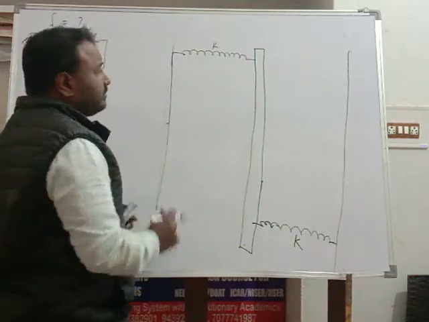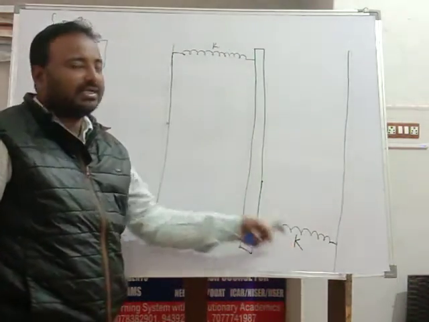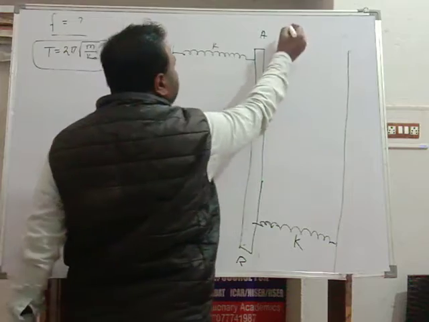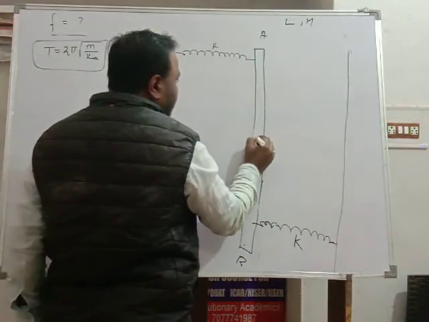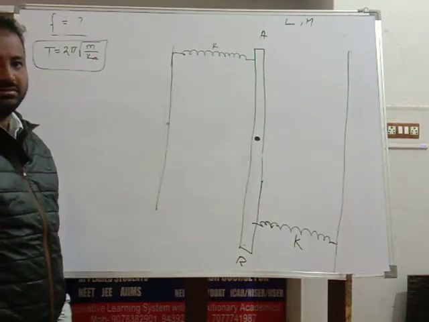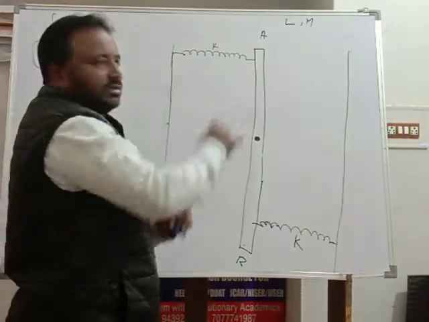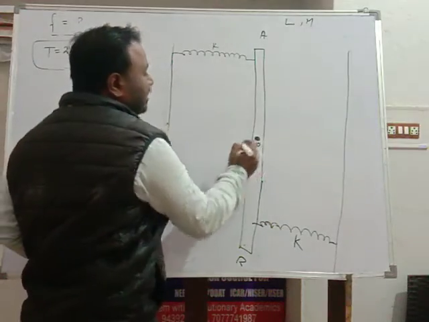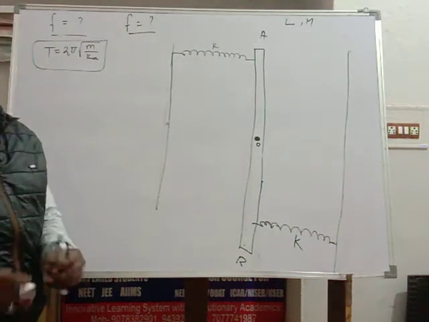The question is given: two identical springs of spring constant K are attached horizontally to a uniform rod AB of length L and mass M, and the rod is pivoted at the center, and it is gently pushed. Suppose a disturbance is provided, gently pushed, so that it will oscillate about this hinged point O. Find the frequency of the oscillation.